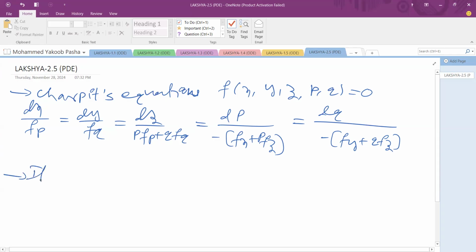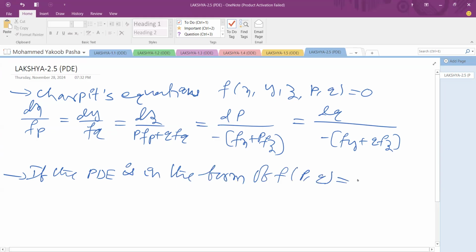if the partial differential equation is in the form of f(p, q) = 0, that means here x, y, z are missing. When x, y, z are missing, in this case, we can use the Charpit's method here.